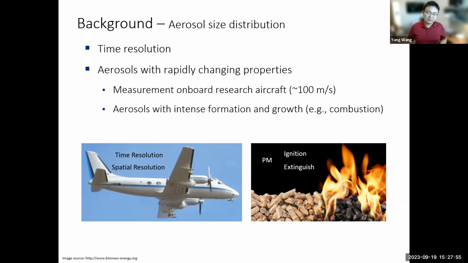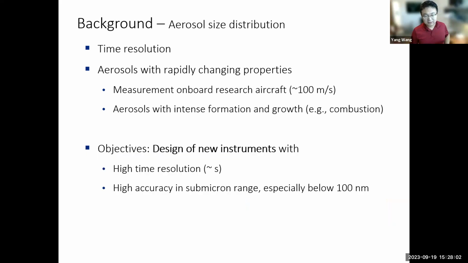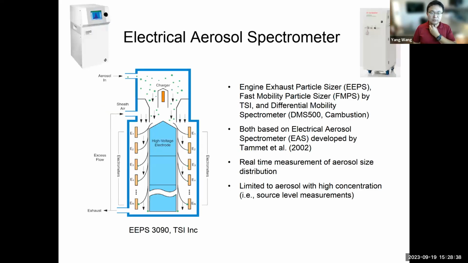Because of that, we have to find an instrument that can have a high time resolution for measuring the aerosol size distributions, right? So the objective is to design new instruments with high time resolution. If we can, we want to push it down to 1 second, a resolution of 1 hertz. It also needs to achieve high accuracy in the submicron aerosol range, especially below 100 nanometers, because these aerosols have a very high concentration in our ambient environment, they can contribute to cloud formation, and they also pose a health impact, right? There have been some established or commercialized instruments for these high time resolution aerosol size distribution measurements. One example is the electrical aerosol spectrometer.